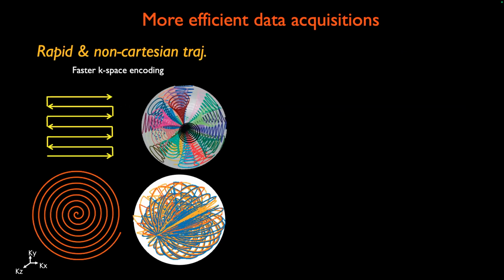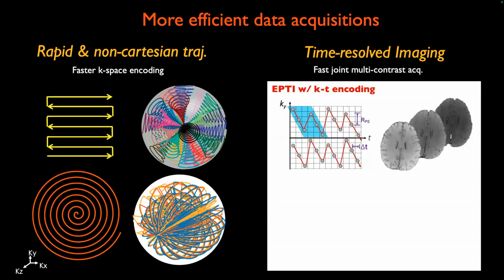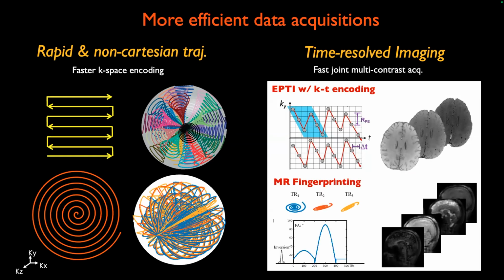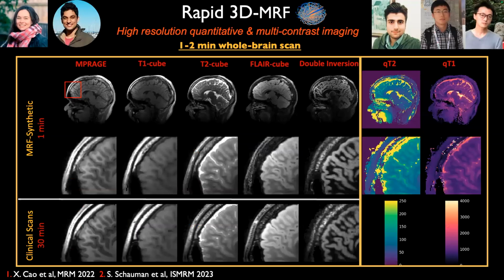But if you move towards more efficient data acquisition strategies, with rapid single shot as well as non-Cartesian trajectories, you can cover k-space much faster. You can also do time-resolved imaging, acquiring KT data to get joint multi-contrast acquisition together with EPTI and MRF acquisition. So employing these more advanced techniques, you can do things a lot quicker. Here's an example of a rapid 3D MRF acquisition at 3T, where you can do this in literally a minute or two at 1 millimeter isotropic whole brain for T1 and T2 and get nice synthesized contrast that would have taken about half an hour to acquire in a clinical scan.